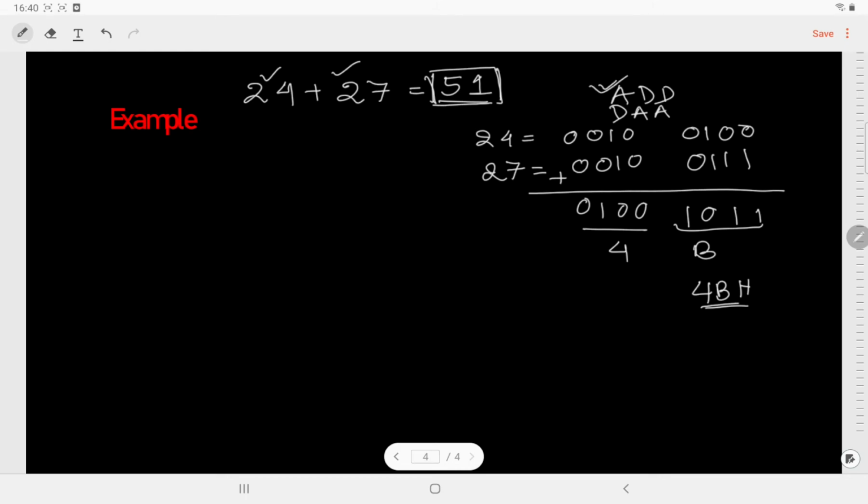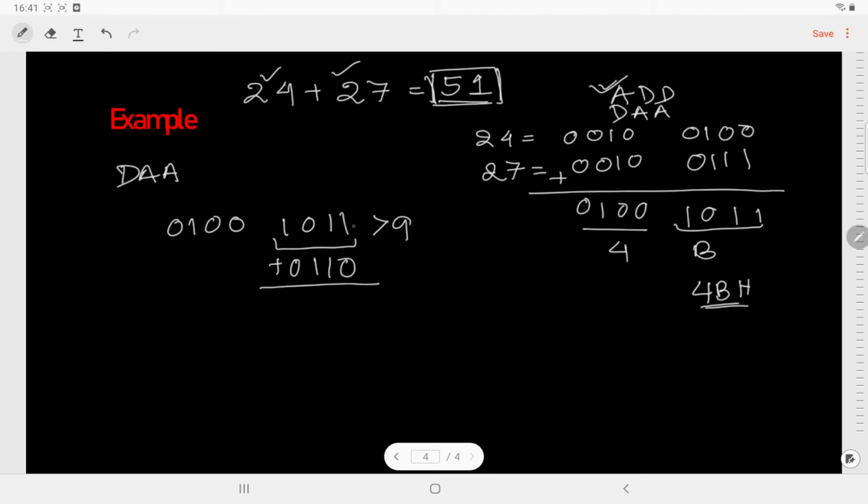So when you use DAA, what will happen? It will adjust the accumulator's content. Let me write down the result first. Our result was 0100 and 1011. In the first step, the lower nibble is checked whether it is greater than 9 or whether the auxiliary carry flag is set. Here the first condition is satisfied, that means this lower nibble is greater than 9. So 6 will be added to the lower nibble, that means 0110 is added to this lower nibble.